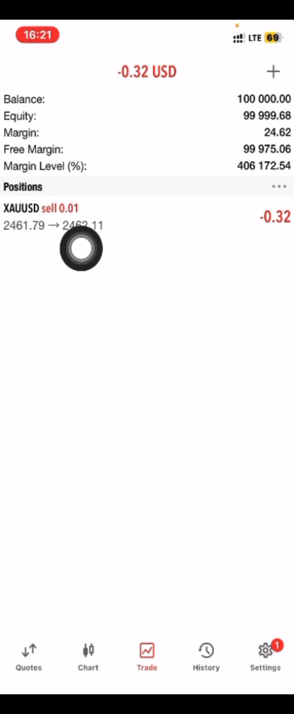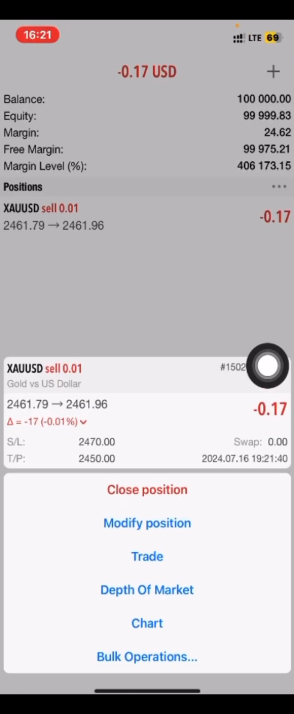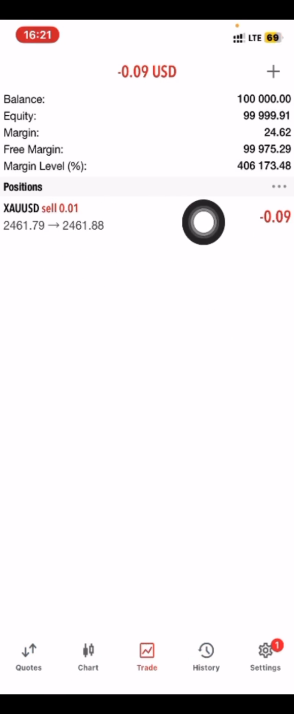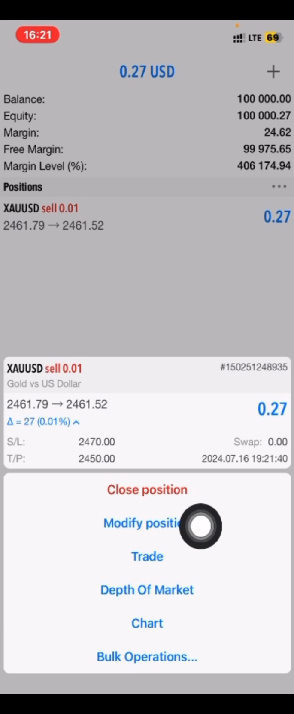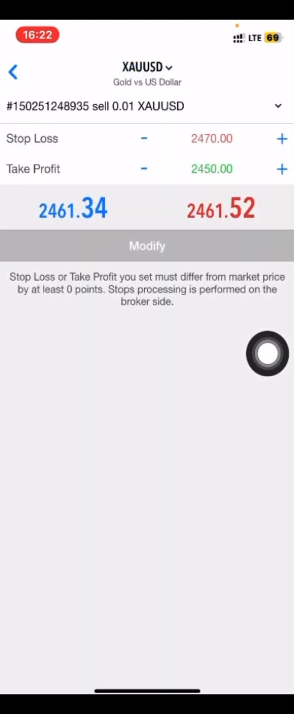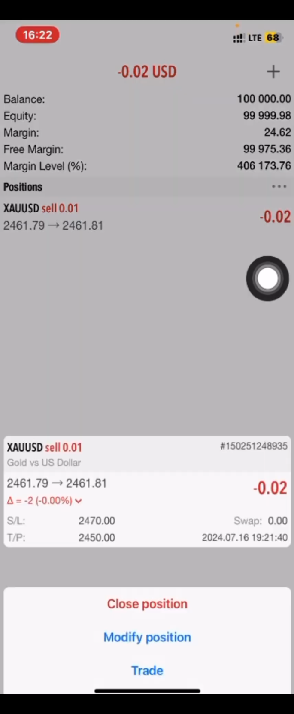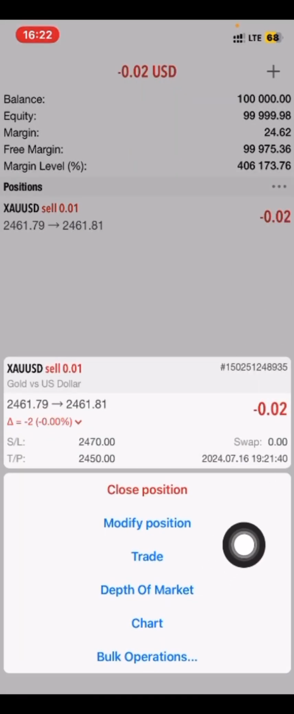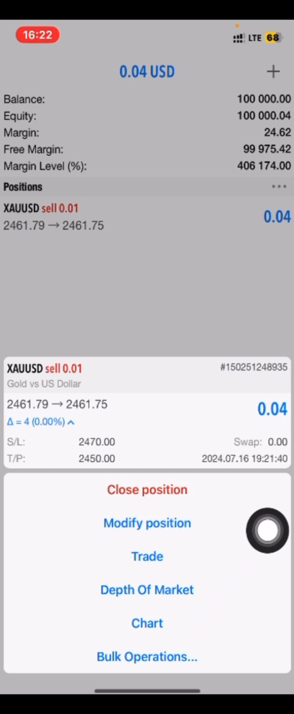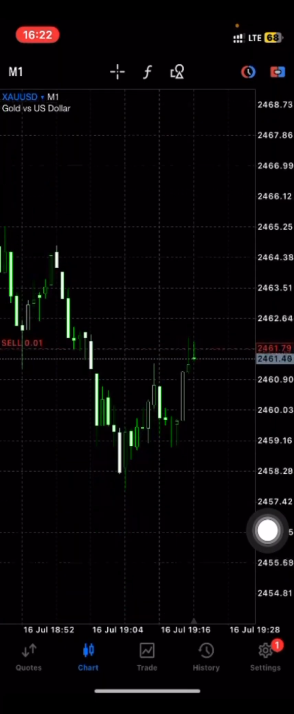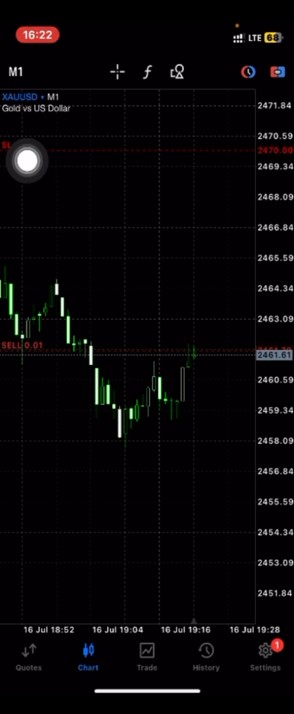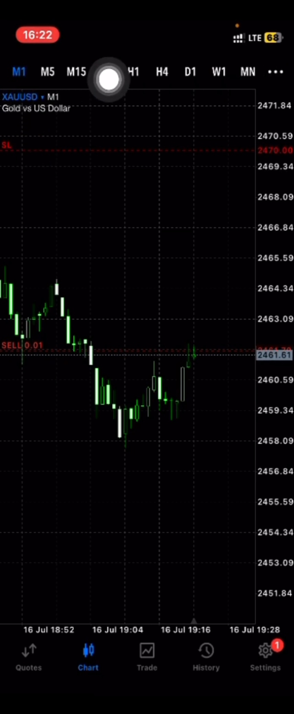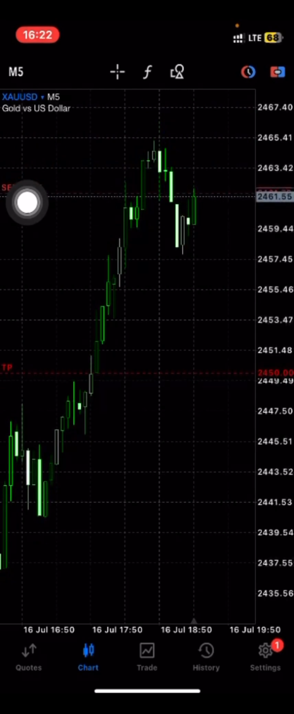You can also do modifications here. If you click on it, you can see modify position. You can do changes as you can see here, just as I did. And you can also watch your chart here. So there's the chart. You can change the time frame here, as you can see them here. You can change the time frame there.